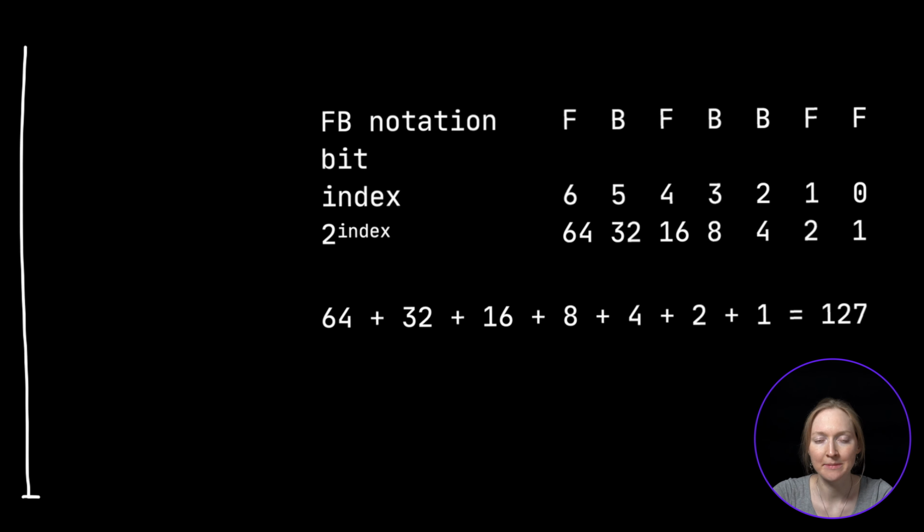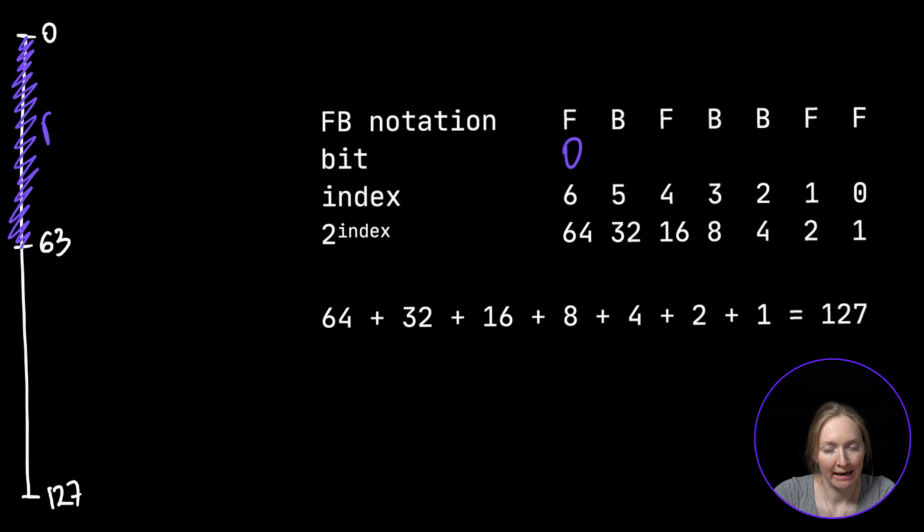Each bit is responsible for taking or not taking its part of the range. If it's 1, we add the corresponding power of 2 to the result. If it's 0, we skip it. Let's discuss the correspondence to the front-back encoding. We start by considering the whole range from 0 to 127. The first F means to take the lower half.